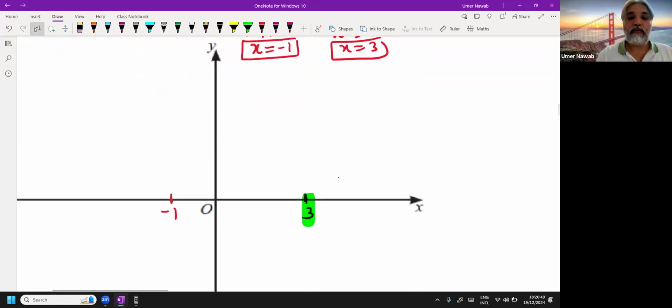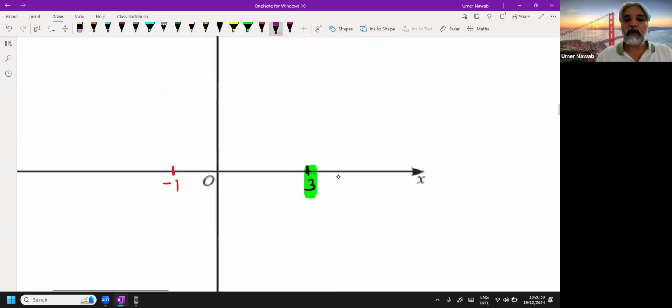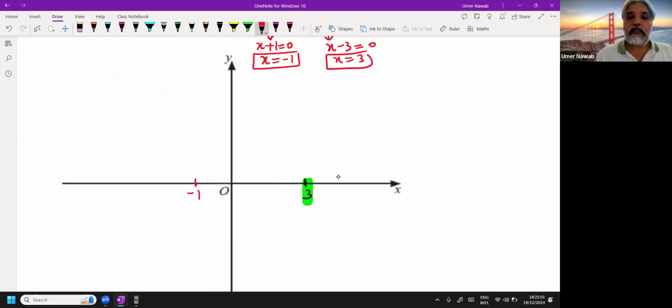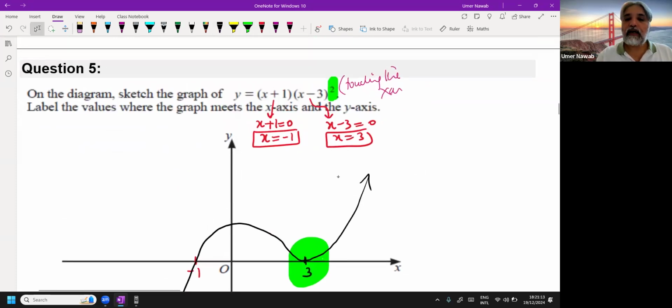So let me draw the graph because normally we have 3 points. The graph looks like this. But if you get only 2 points, like the situation in front of you, since there is a square on the top of this 3, the graph comes, touches and cuts over here. So the touching situation happens at the square.